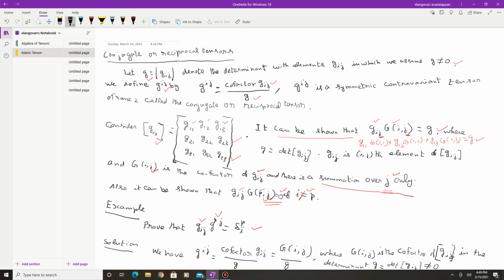So if you perform the summation over j, this is delta p. So only when p is equal to i, you will have a non-vanishing value, otherwise it is 0. Now let us find the solution.